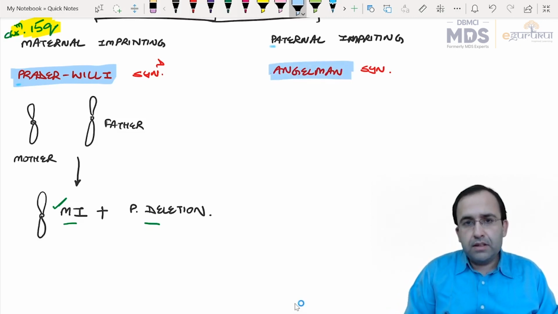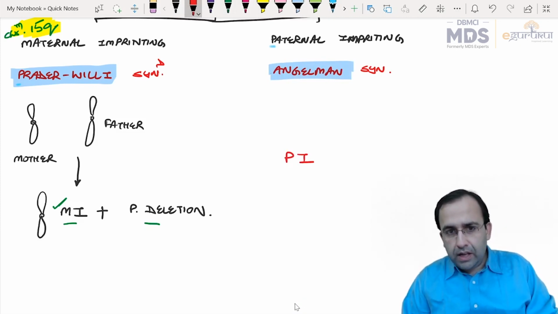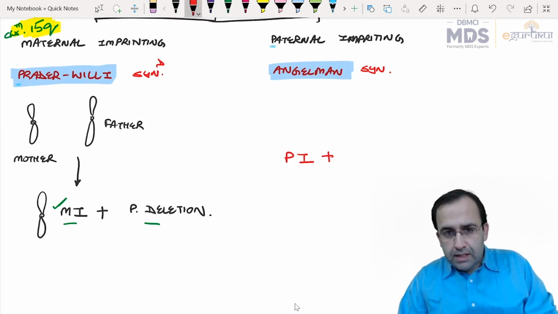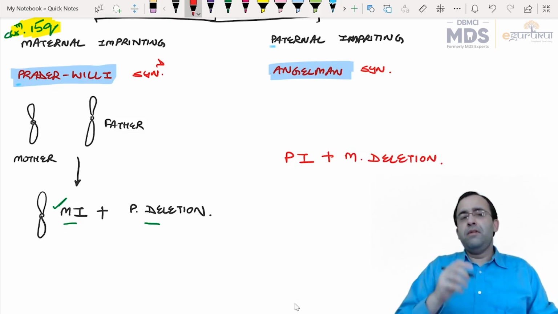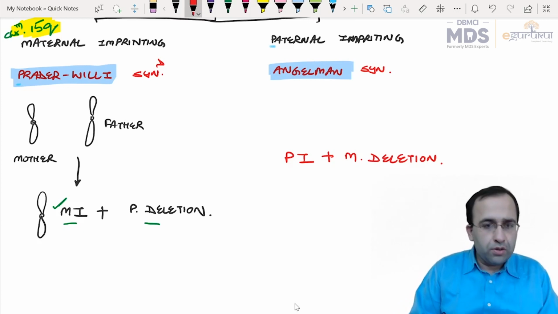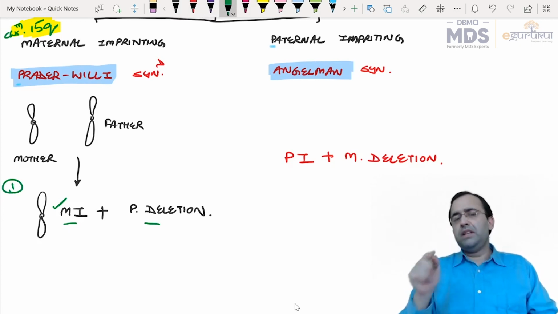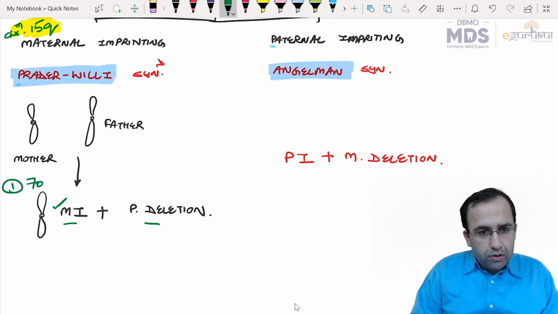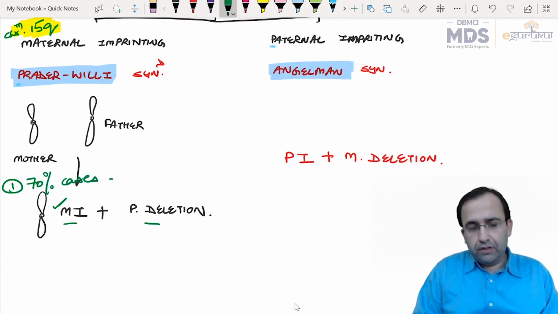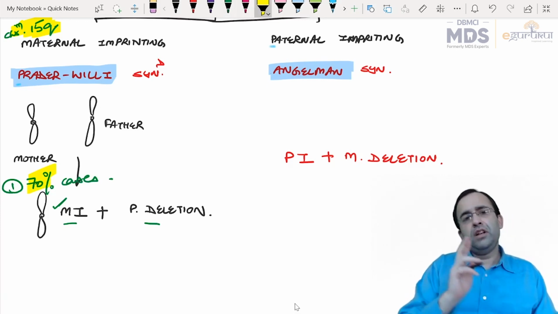Versus Angelman syndrome, which is paternal imprinting plus maternal deletion. So this is the first method of having the disease. First method क्या था? Imprinting plus deletion, which accounts for 70% of the cases.